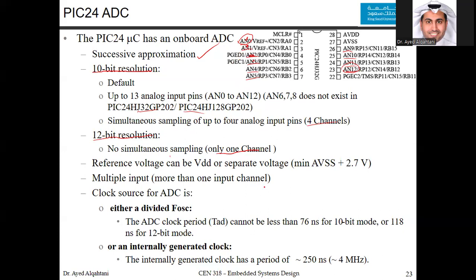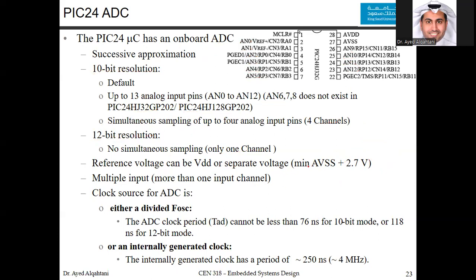Now, the reference voltage is VDD, or it could be a separate voltage. If we choose a separate voltage, then we can use AVSS. You can have the minimum value of the AVSS and you add to that 2.7. So if we have 3.3, which is the VDD of the PIC24, and you add 2.7, you would end up with a voltage of 6 volts. That's the voltage that you can have.